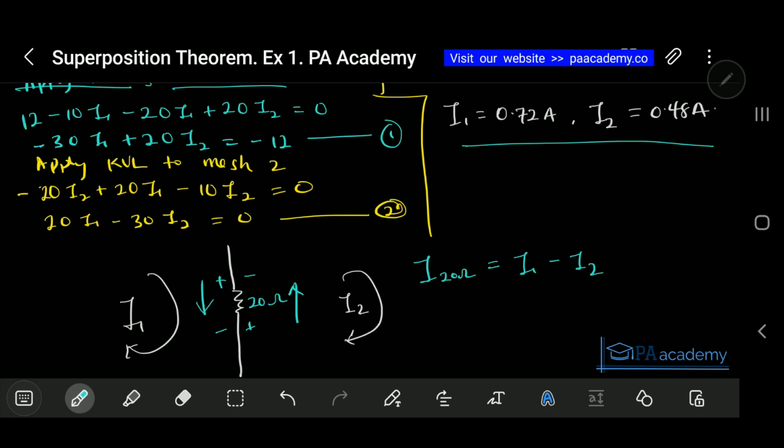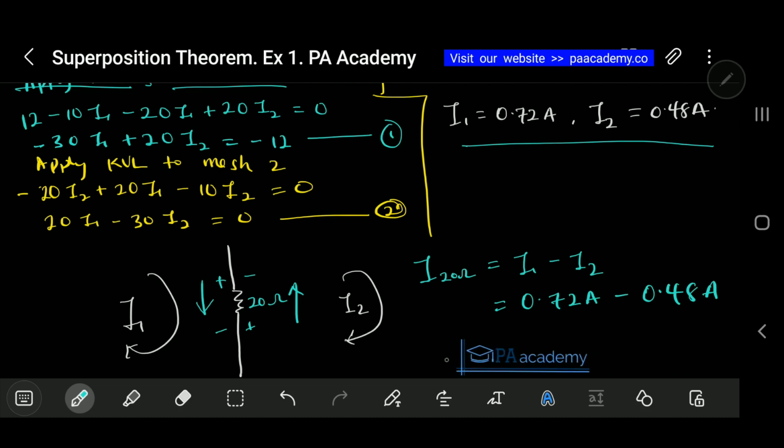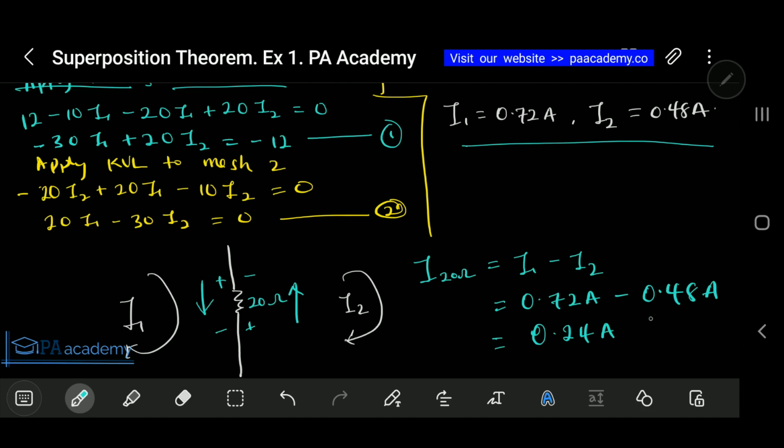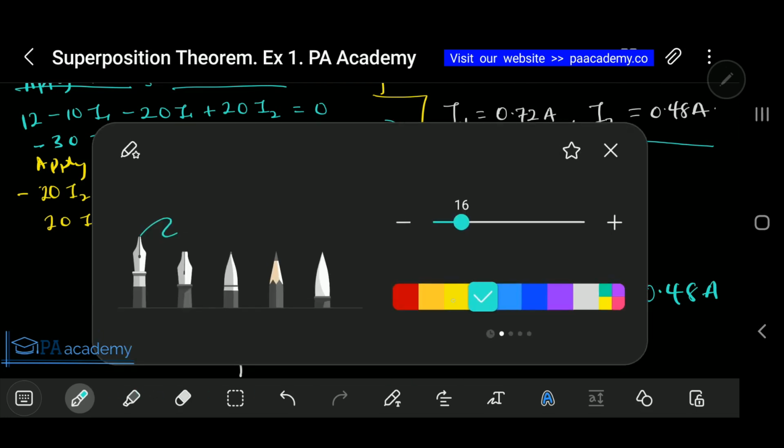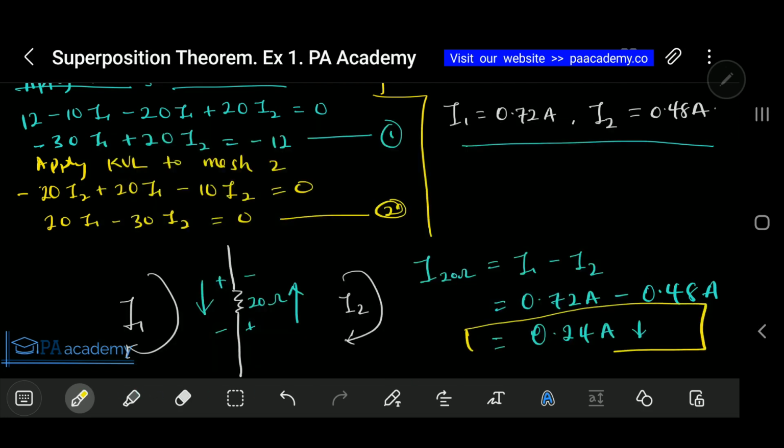I've explained all of this in the video I did on mesh analysis. So now let's continue. Our I1 minus I2 will be 0.72 amperes minus 0.48 amperes. If you do this now, you are going to get 0.24 amperes. And don't forget the direction: the one with the higher value, we take that direction, which is the downward direction. So now we've gotten the value of the current flowing through the 20 ohm resistor.